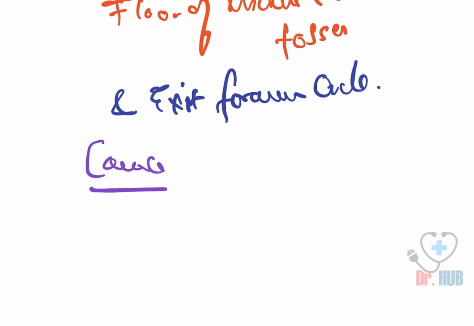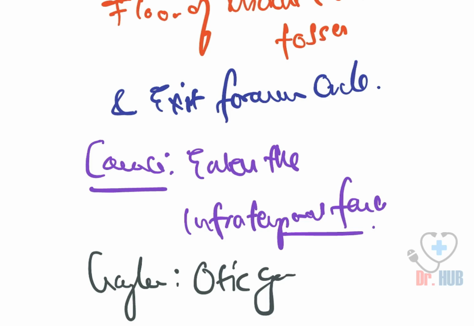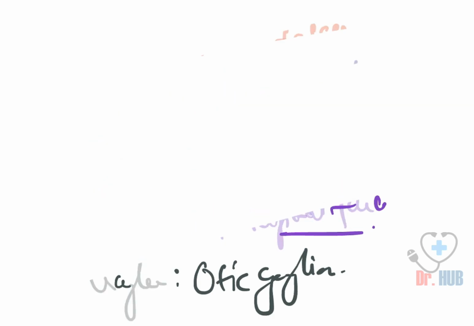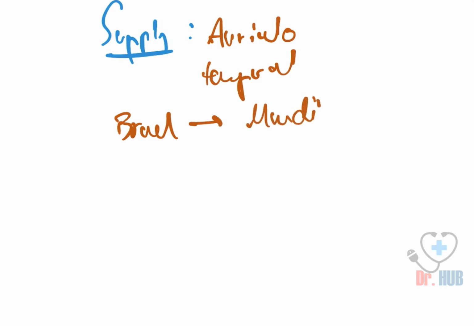Now looking at the further course, it enters the infratemporal fossa. Now looking at the ganglion, the ganglion here is the otic ganglion. What is this supplied by? The supply is by the auriculotemporal branch of the mandibular nerve, that is V3.